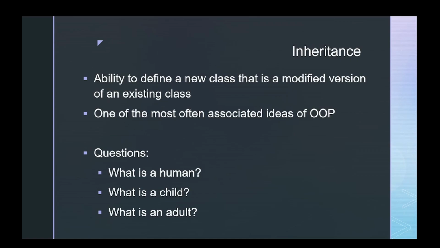So, my question to you, what is a human? What is a child? And what is an adult? We can technically say that a child is a human, an adult is a human, right? They are a modified version of a human. A child is a tiny human. An adult is a large human.